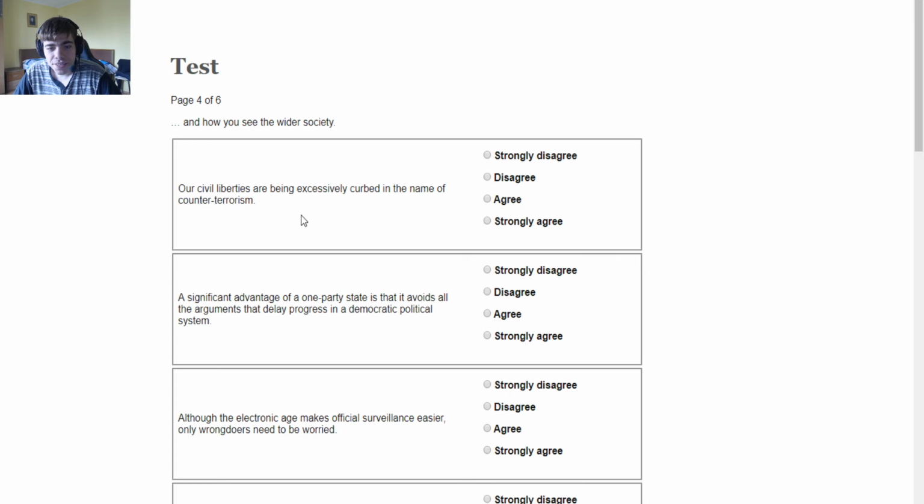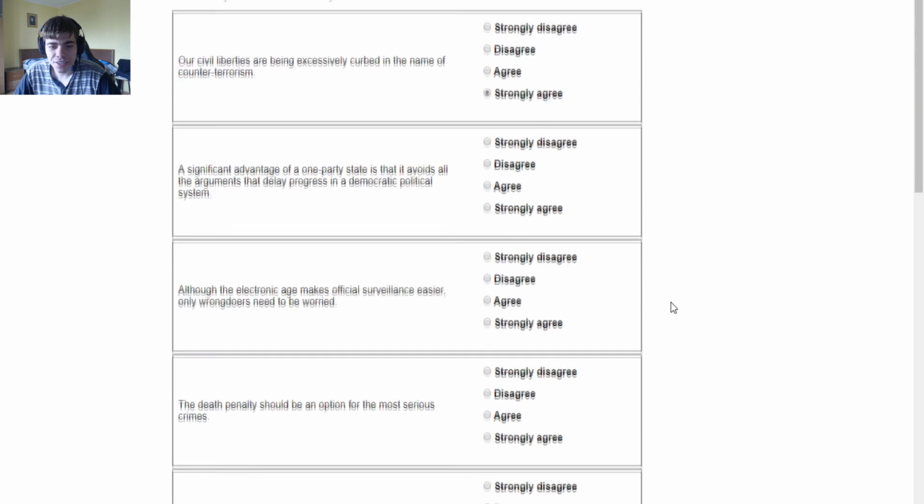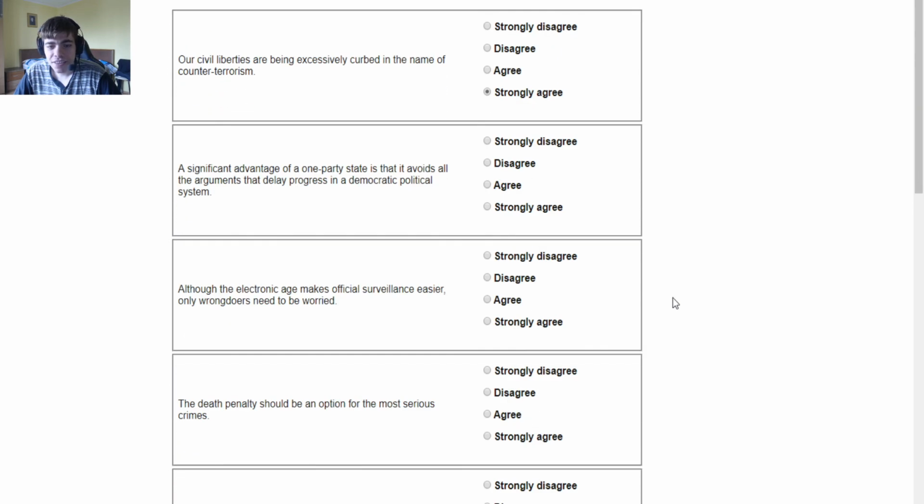Are civil liberties being excessively curbed in the name of counterterrorism? Yeah, just see the recent thing with the FBI being able to check your browsing history. Jesus. A significant advantage of a one-party state is that it avoids arguments that delay progress in a democratic political system. I mean, that is true, but I'm not sure if we can necessarily view that as an advantage. So I'll be just a slight disagree. I don't agree with a one-party state.